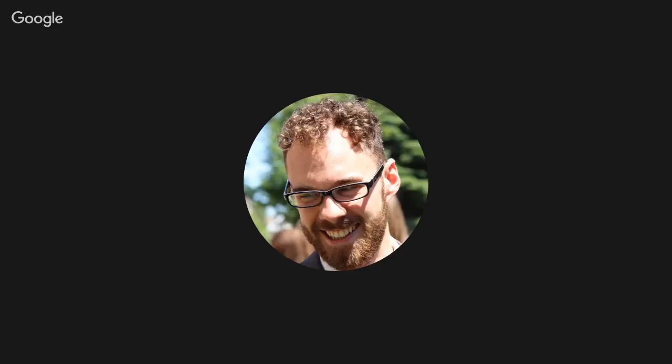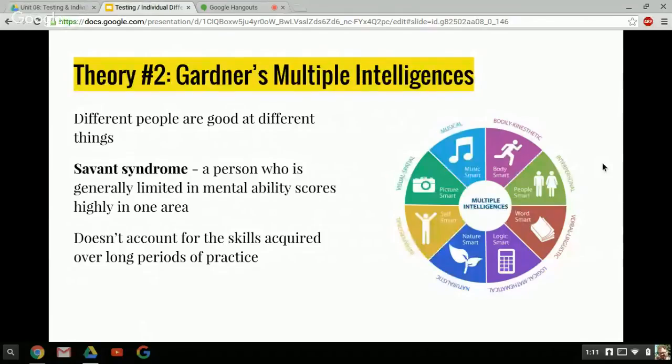And related to this is the concept of savant syndrome. So you can have a person who is generally limited in mental ability scores, whose G might be very low, but they might score extremely highly in one of these. It's common, for example, to see folks who have autism be extremely smart in one of these. So, for example, someone who is autistic and might struggle in school, might need extra help, that kind of thing, might be very spatially smart. They might be extremely good at drawing, or they might be extremely good at playing an instrument. Different people have different intelligences is the idea here.